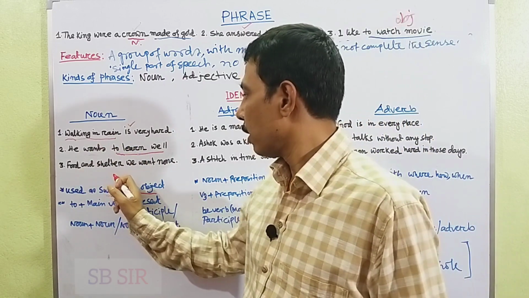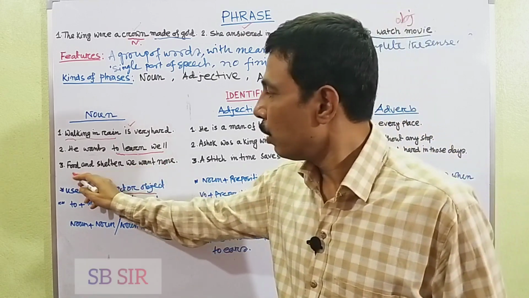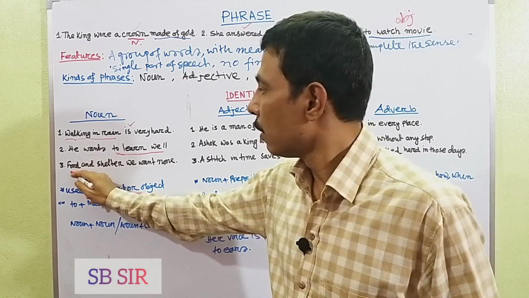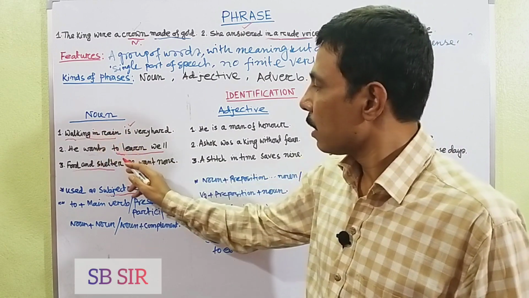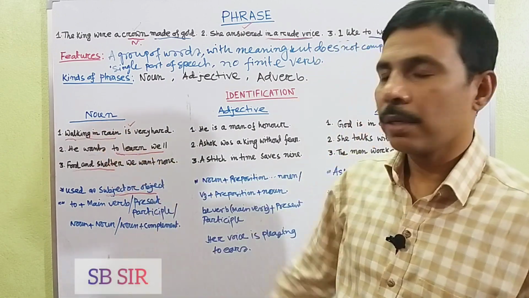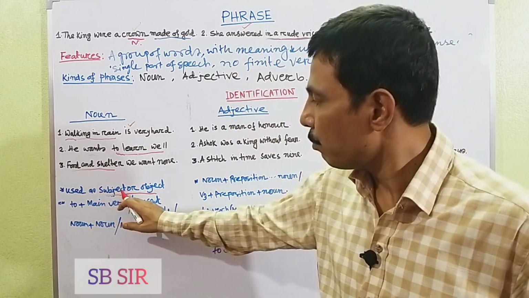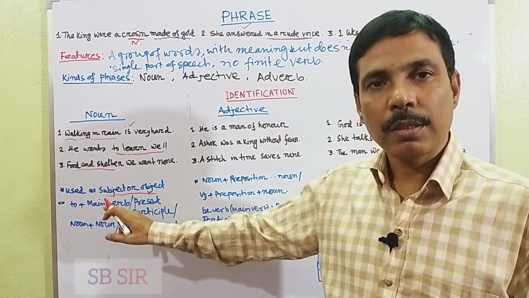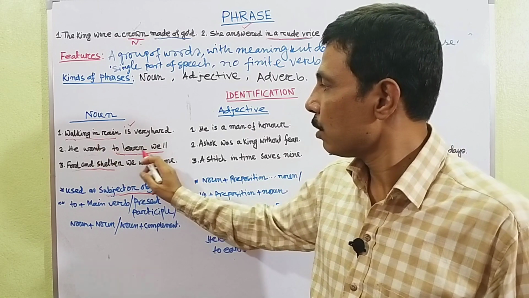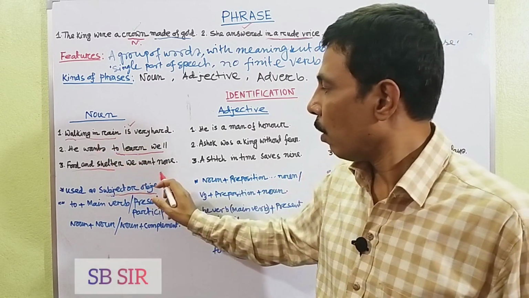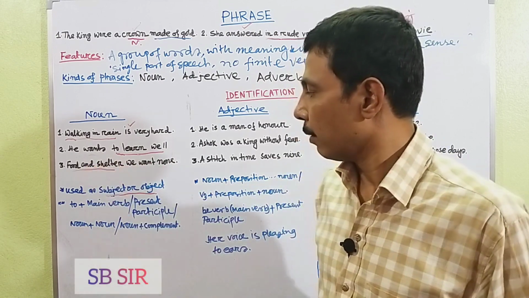Number 3, food and shelter. We want none. What do we want? None means food and shelter. None refers here to food and shelter. So this is an example of a noun phrase. These 3 underlined words are examples of noun phrases. A noun phrase is used as subject or object of the verb. None refers to it, the object.